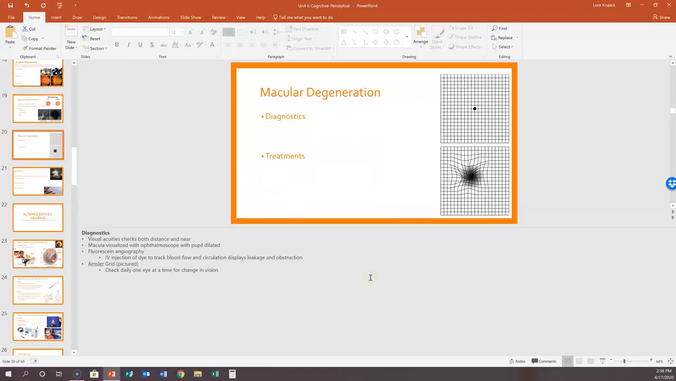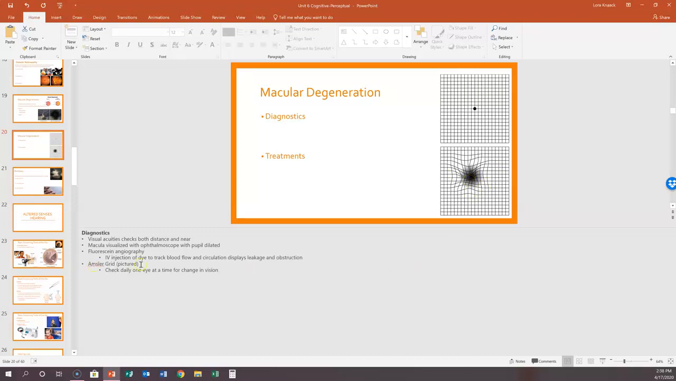As for tests and screenings, you've probably seen this type of grid before. They want you to look at that center dot and see what you see. Usually you're supposed to see all these boxes and then a black dot in the middle. Somebody with macular degeneration is going to have a wave-like hole pattern. The lines aren't going to be straight. They're going to be curved. It looks like it's sinking in.